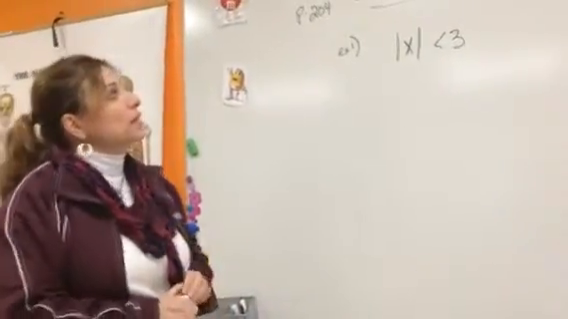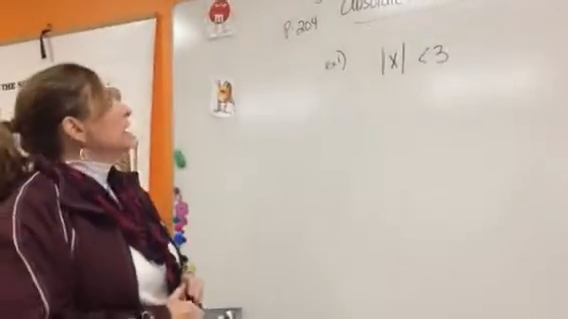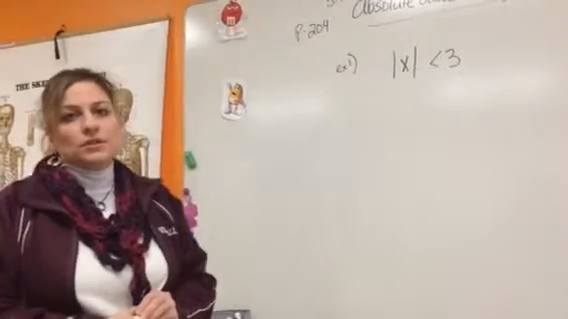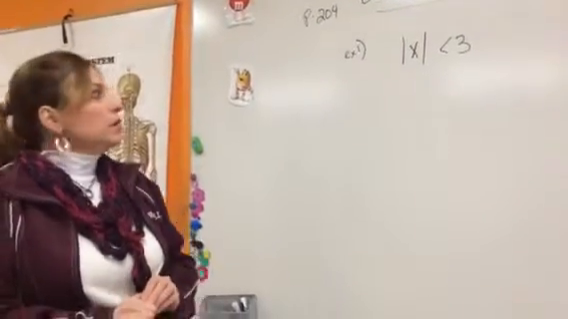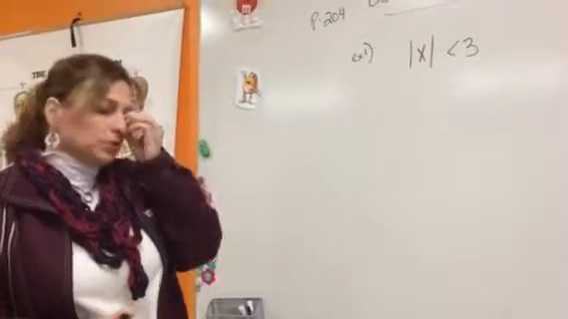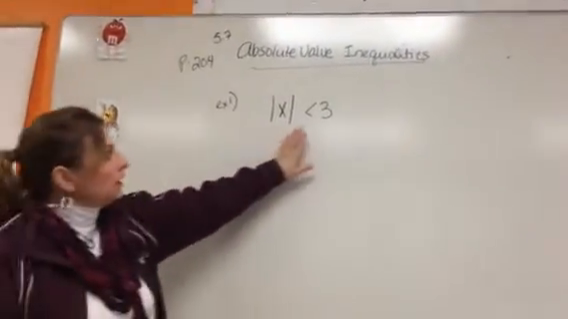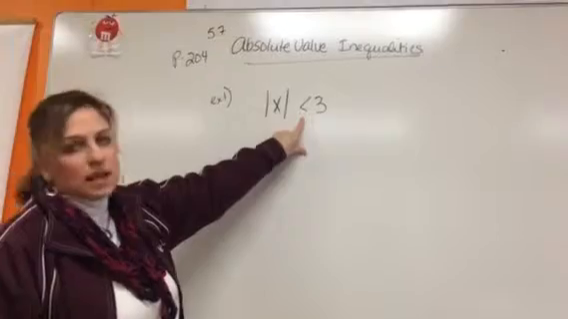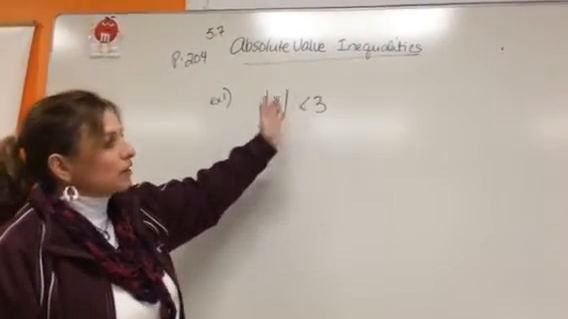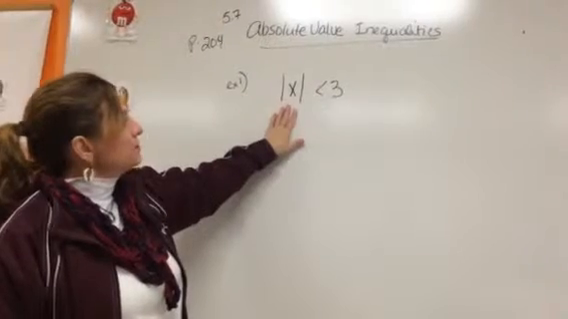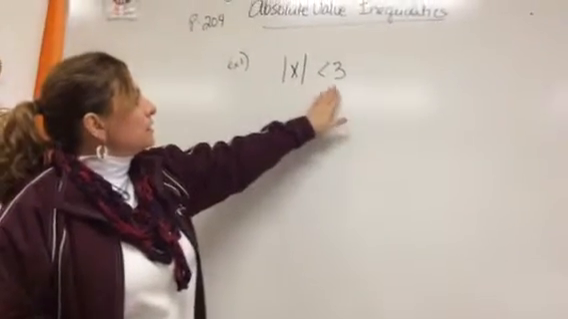Today we're going to be doing the absolute value inequalities. This is page 204. So just like when we did equations with absolute value, we have to do absolute value with inequalities. An inequality, I'll remind you, is when it says less than or equal to or greater than or equal to. So this says the absolute value of x is less than 3.